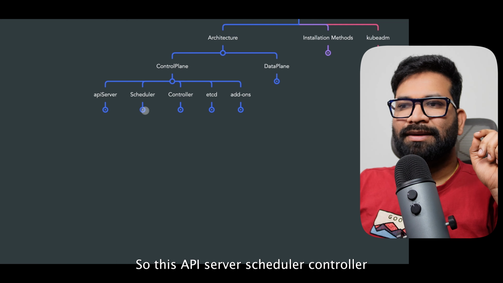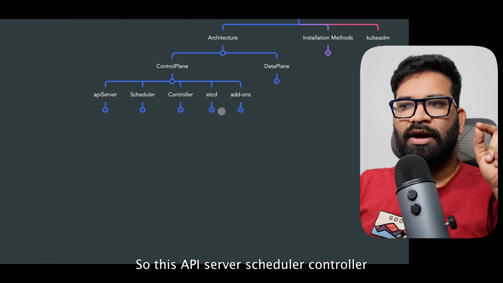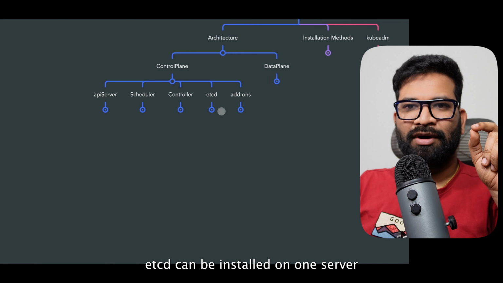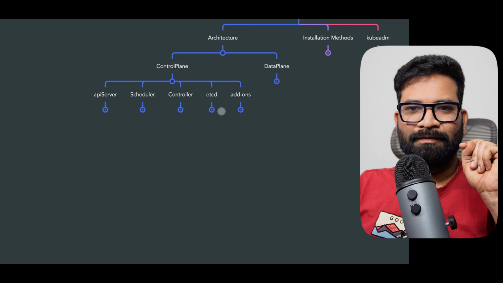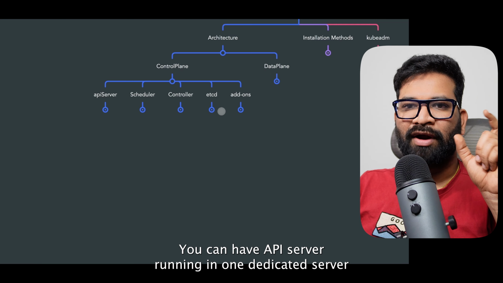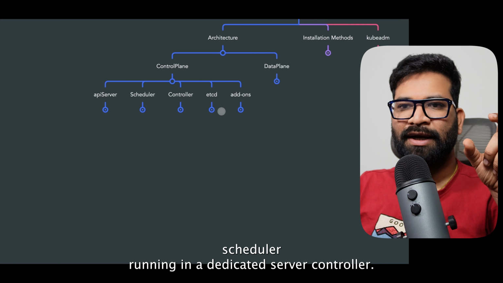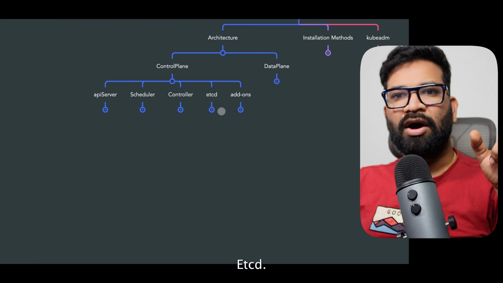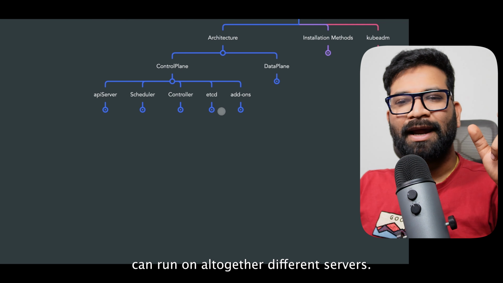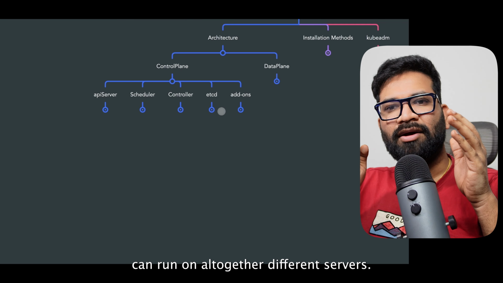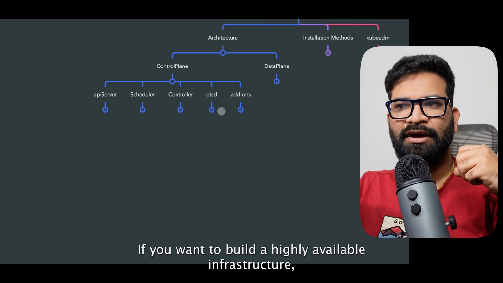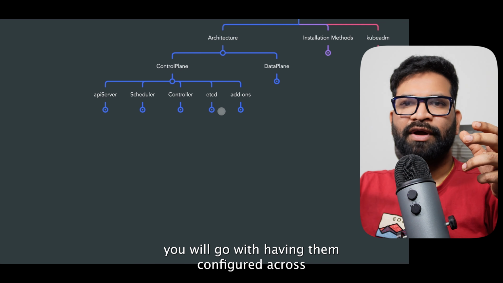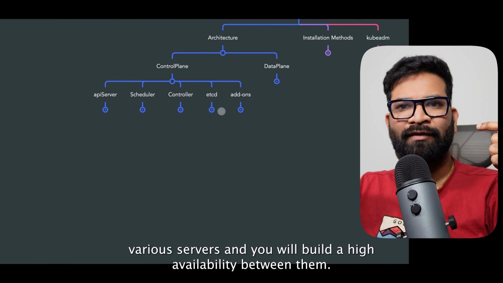The API server, scheduler, controller, and etcd can be installed on one server, or you can segregate them. You can have the API server running on one dedicated server, the scheduler on a dedicated server, the controller, etcd. All these major components can run on altogether different servers, depending on the kind of applications or infrastructure that you want to build. If you want to build a highly available infrastructure, you will configure them across various servers, and you will build high availability between them.